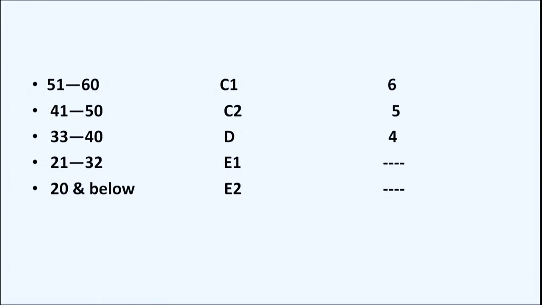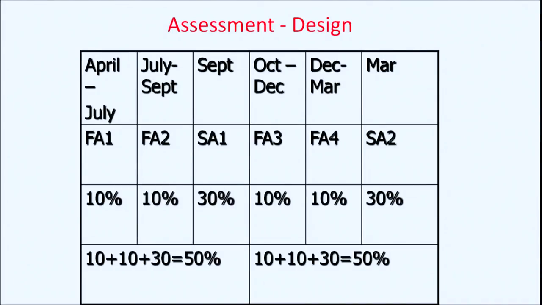Now, this is the assessment design. FAs, this is a tentative design. There is a flexibility in this design. April to July is FA1, July to September, FA2, and in September, there is an SA1. October to December is FA3, December to March, FA4, and March is SA2. Every FA makes 10%, every SA makes 30%. Together, the first part makes 50%, and the second part makes 50%. In all, 100%. Now, there are certain advantages of CCE.